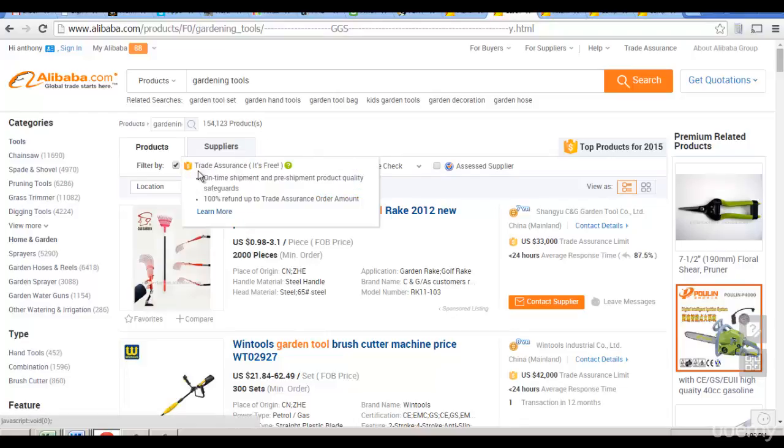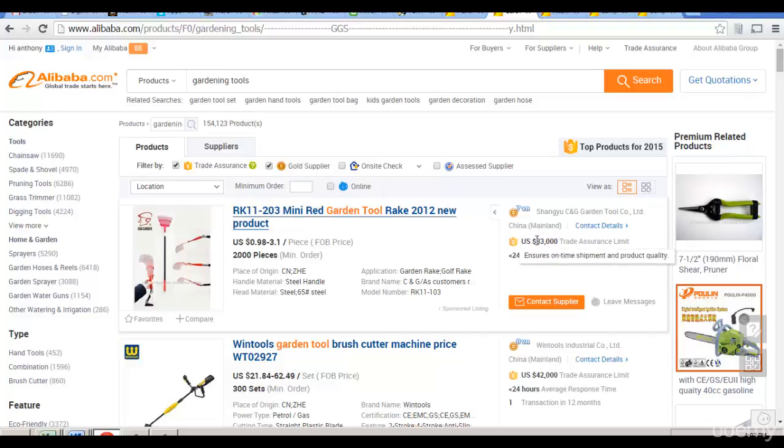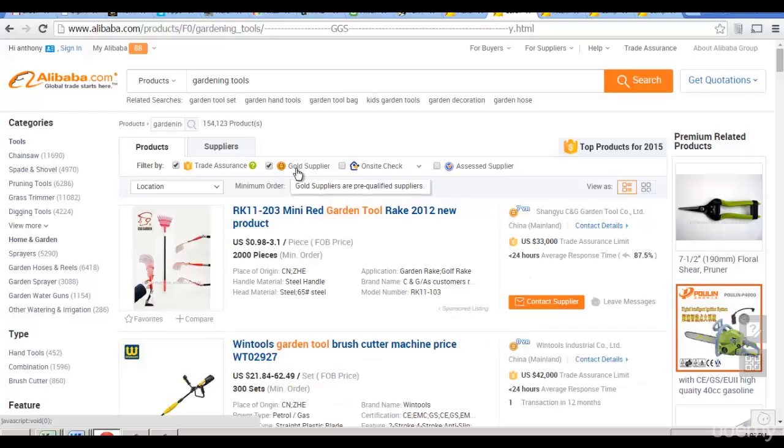Now, you highlight over trade assurance. It says on-time shipment and pre-shipment product quality safeguards and 100% refund up to the trade assurance order amount is guaranteed by Alibaba, okay? So they're essentially saying that if there's a trade assurance of like $10,000, for example, or $33,000 in this case, their limit, if you have an order that goes up to this amount and it's in your contract, well, then Alibaba will reimburse you if there's something significantly wrong with that order.